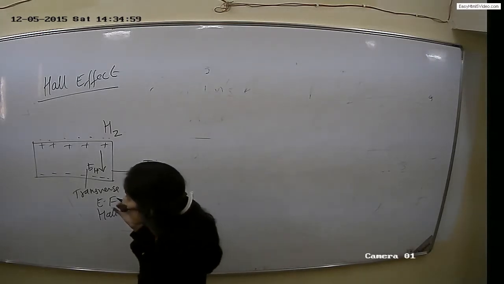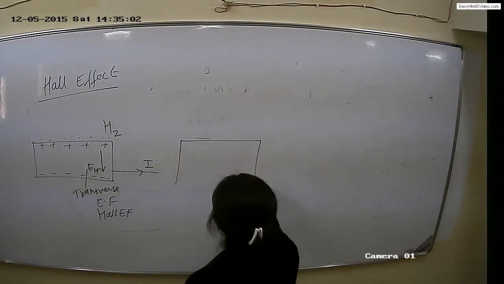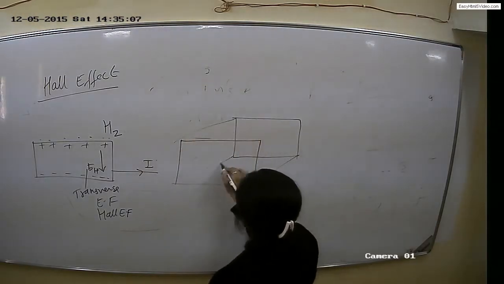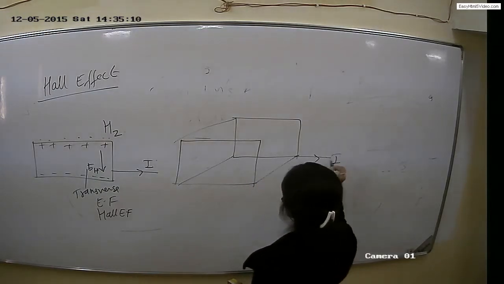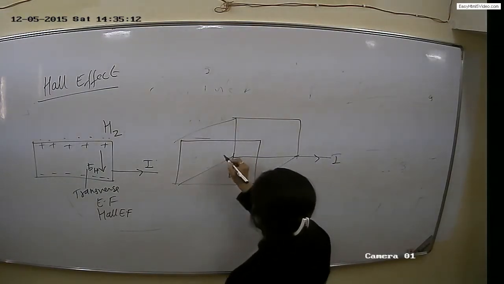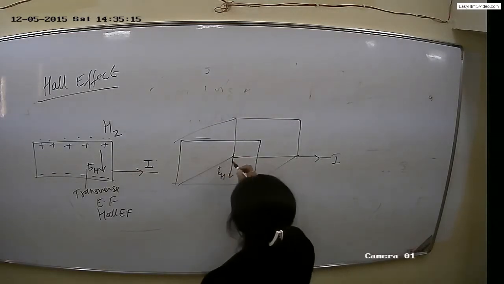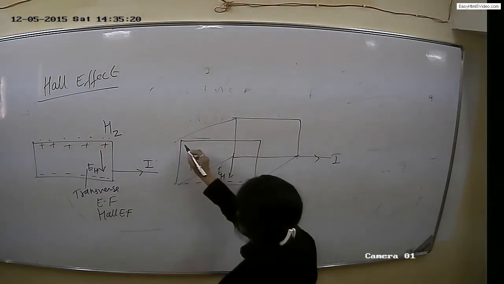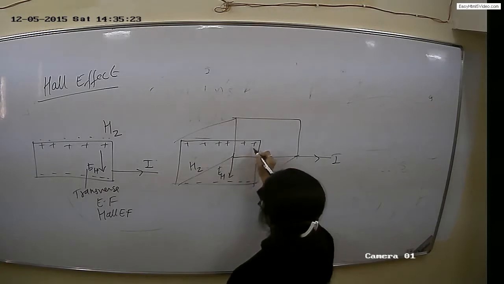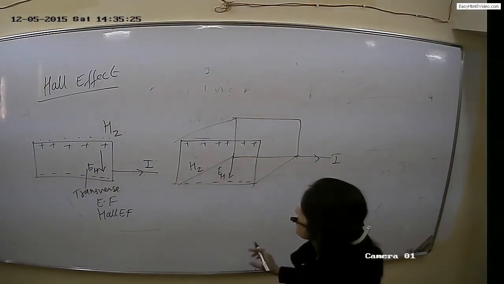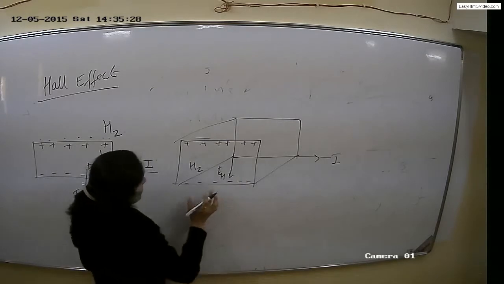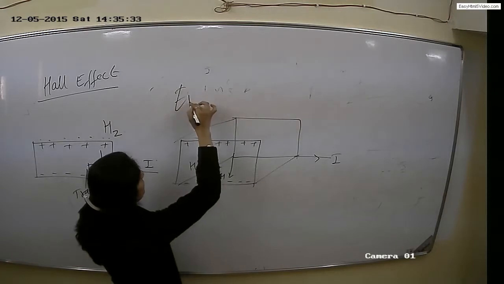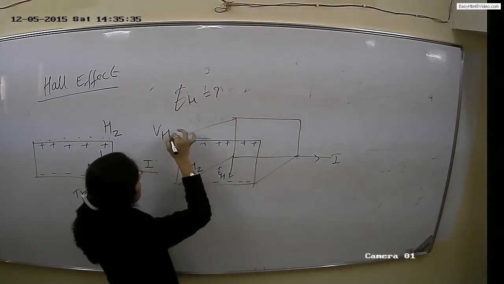So let us explain it with the help of another diagram also. Let this be a current carrying conductor. We are applying here an electric field, and this is the magnetic field in the z direction. Then electrons experience Lorentz force, and positive ions accumulate at the upper surface. So we have to calculate here the value of EH and VH.